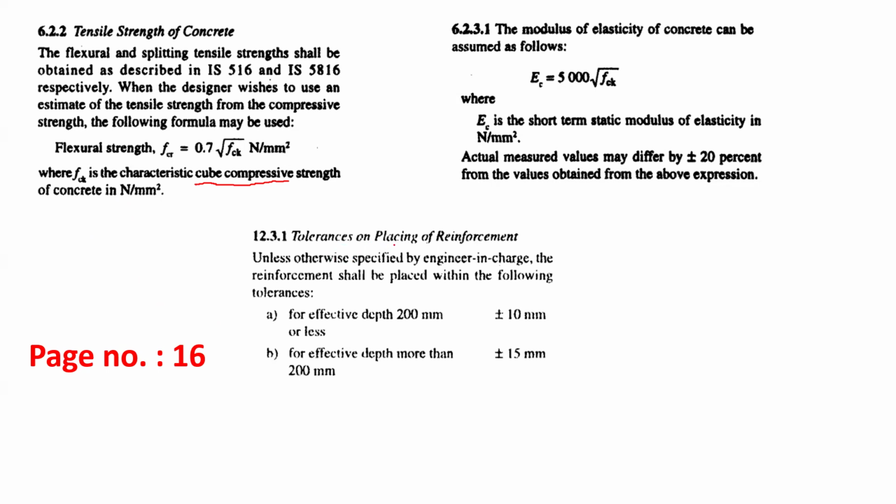So the tolerance is on placing of reinforcement. They may ask what is the tolerance in placing of reinforcement, and we have plus minus 10 up to 20 mm effective depth, and plus minus 15 up to 200 mm effective depth.